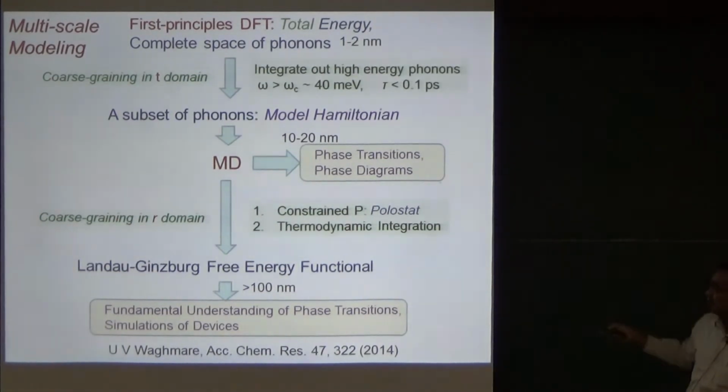I will not talk about this, so I won't go into detail. We can go to a second round of coarse graining in real space, and that gives us the Ginzburg-Landau theory, and that allows you to access much longer length scales.